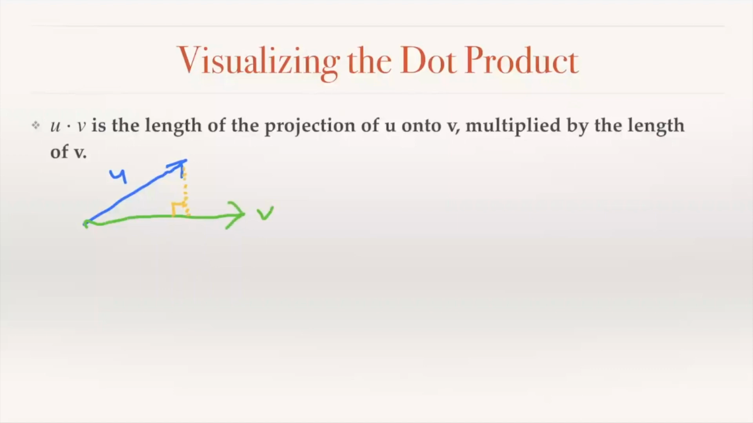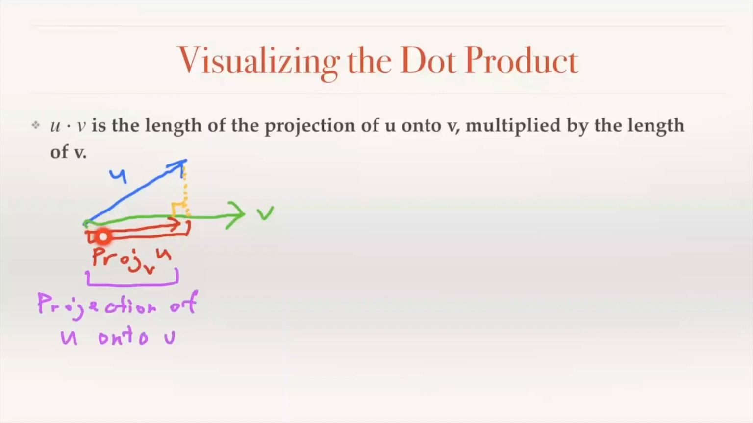That word projection means that we make a right triangle here, and this guy is the projection of u onto v, and we denote it that way. So again, this symbol means the projection of u onto v, and it's that red arrow. And the dot product is geometrically taking the length of this red arrow, the projection of u onto v, and multiplying it by the length of v. So u dot v is equal to the magnitude of the projection of u onto v times the magnitude of v.